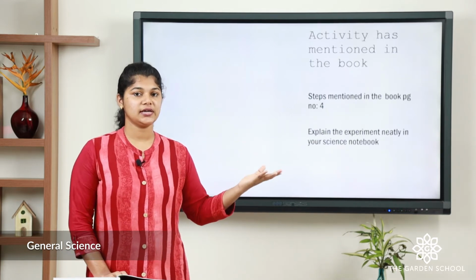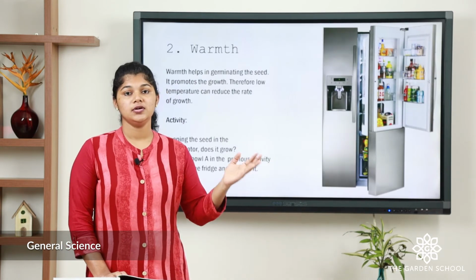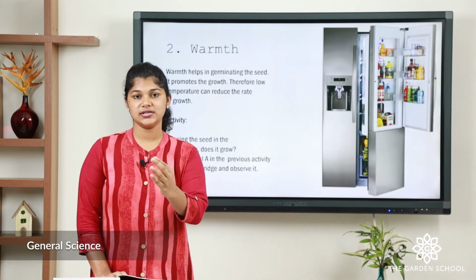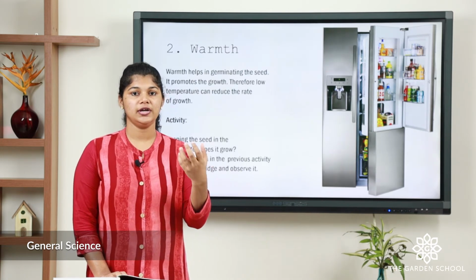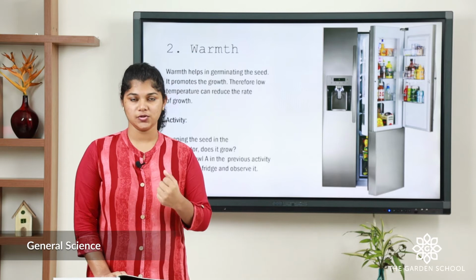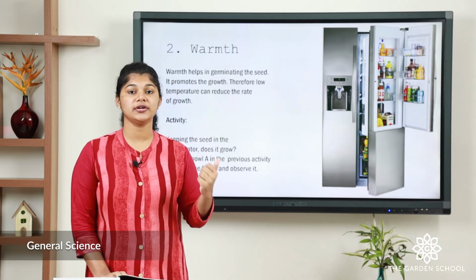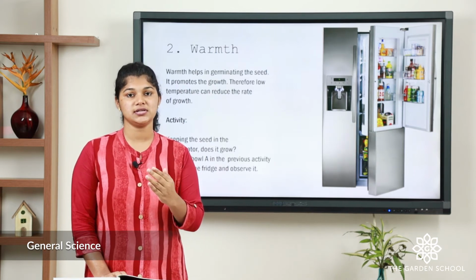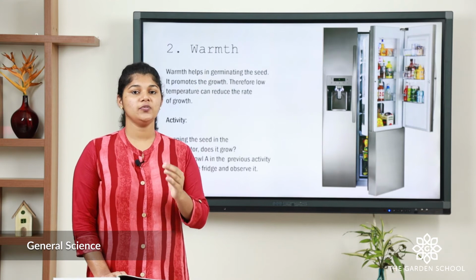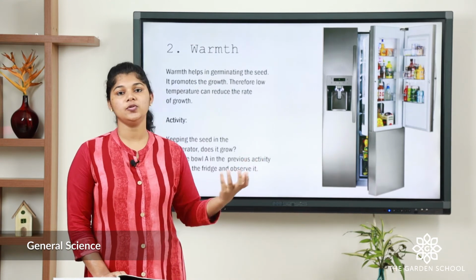Now let's see the second important factor for growth, that is warmth. For example, you take a mustard seed and put it in a refrigerator, not providing any warmth to it. Does it grow? No, it cannot grow. Why? Because in the refrigerator the temperature is lower, so it reduces the growth rate. When you keep it at room temperature, the seed can grow easily.